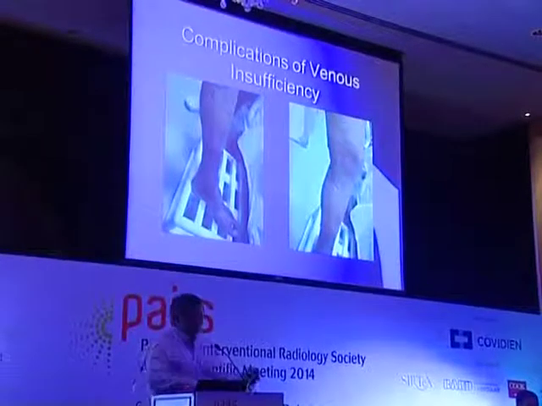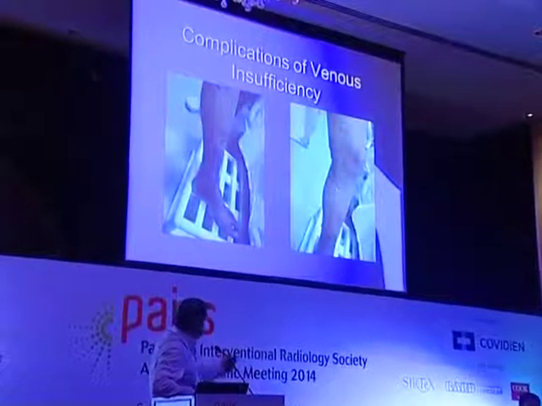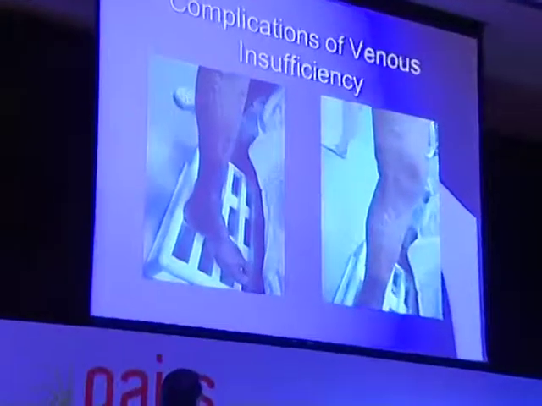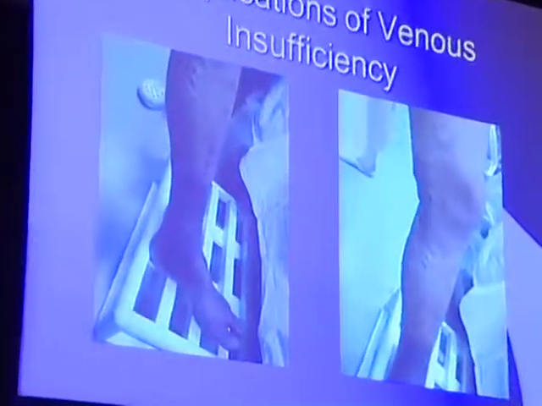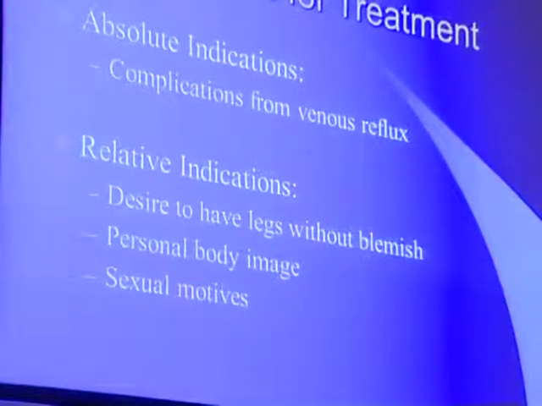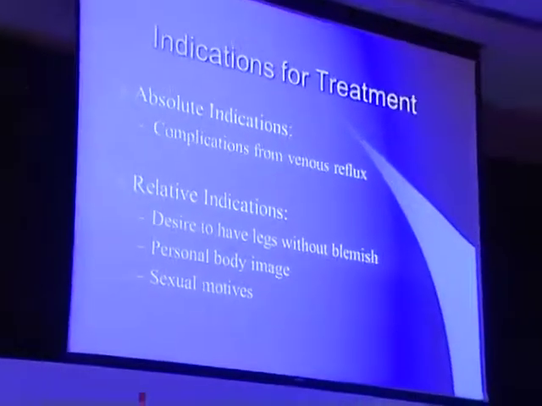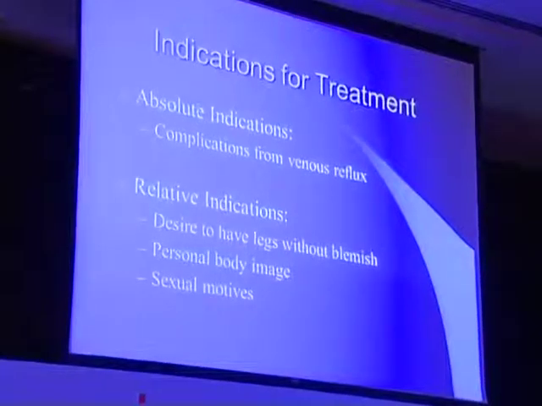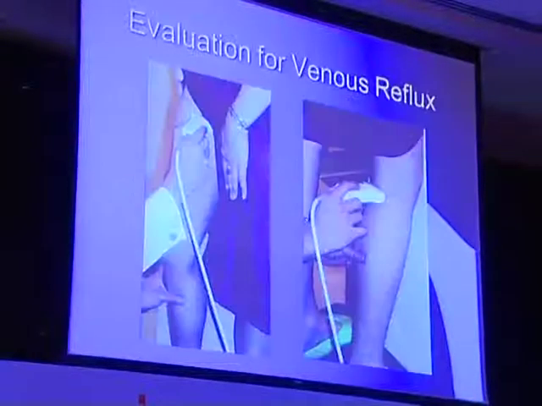This is another patient that has everything that you can see. Varicose veins, venous ulcer, hemosiderosis, atrophy of fat, everything you can wish for to see in one leg, basically. So absolute indications are those of complications of venous reflux, and of course the cosmetics and appearance of it.